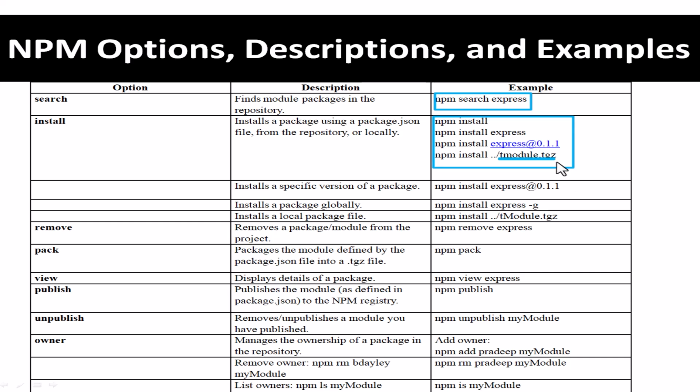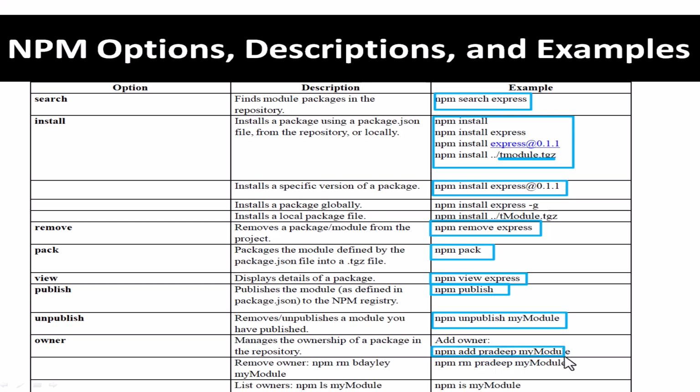TZ stands for a particular tape archive zip file. So next, here you are going to use npm install express, a specific version. If you want to install, you can use that, and if you want to remove, you can remove express. If you want to pack a specific package, npm pack, and you can view express. If you want to publish, npm publish, and if you want to unpublish, npm unpublish my module.